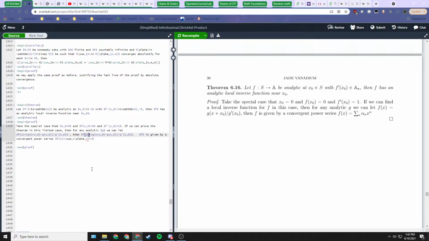So if f of x is this, then we can say if y is g of, let's say, x, then the inverse function f inverse of all of this mess will be x. And then replace x with x minus x0. And then add x0. And so if x is g inverse of y, then this will be y.